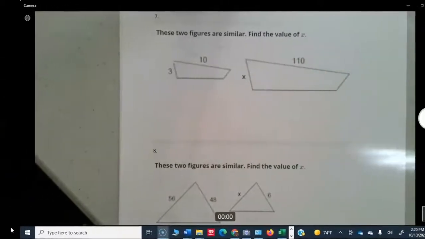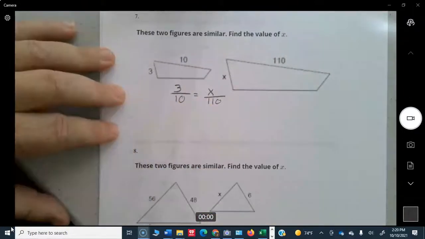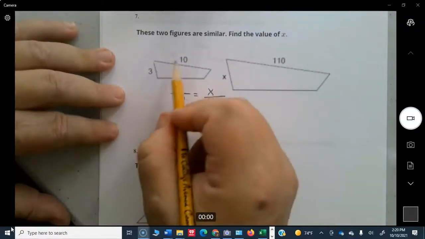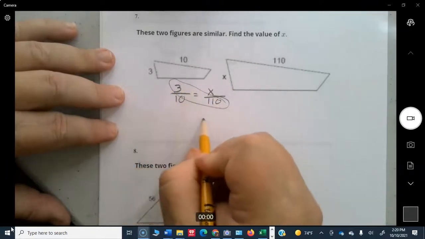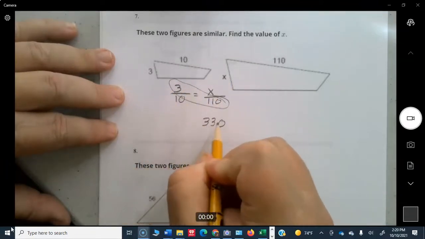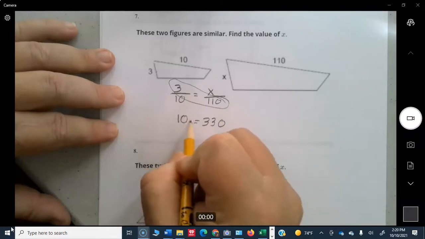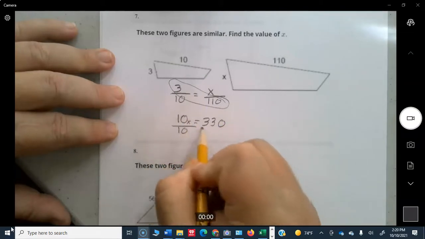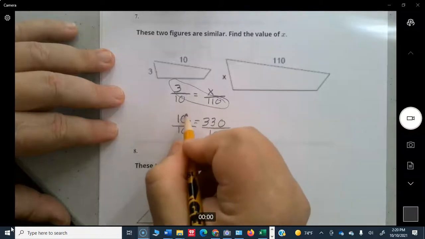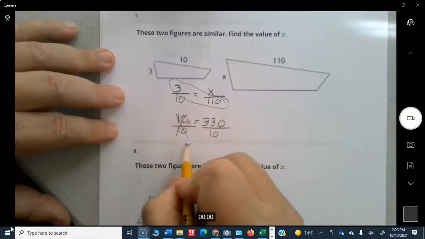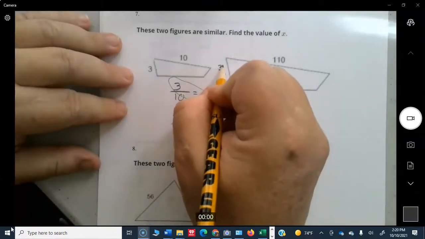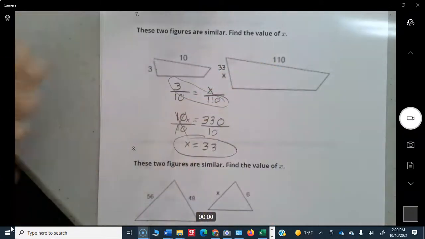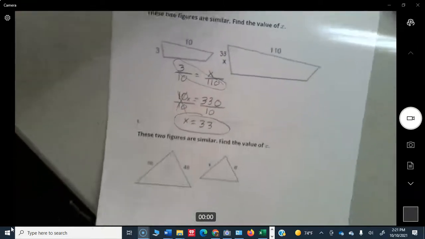Here we go. Keep going. So you can all see that. This is to this, as this is to this. Cross multiply, there, you get 330 equals 10x. Divide by 10. So you need to get x by itself. And you get x equals 33. There it is, and the 33 would go right there.